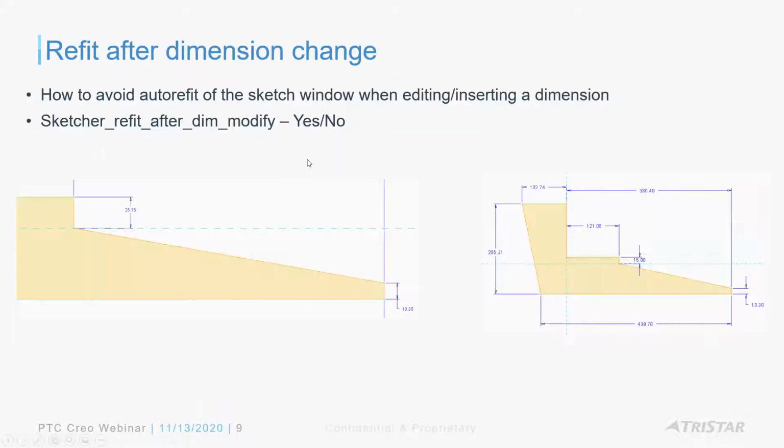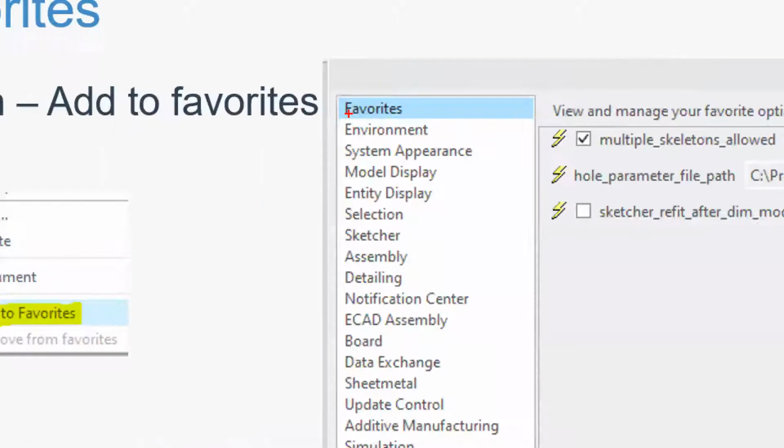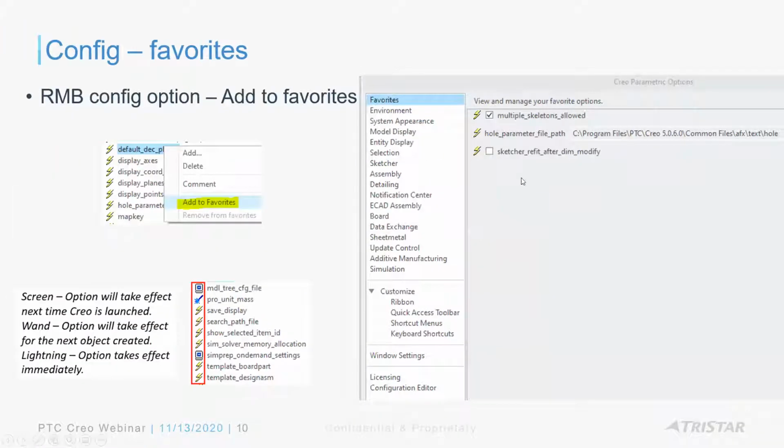And speaking about config, this is something you might want to add to your favorites. I don't know if some of you may be aware of it. Instead of going to your tools options, file options, and going to the config.pro every time to edit, it'll be nice to add them as a favorite. And if you look under favorites, all your commonly used configs will be shown up here, and you can toggle them on and off.